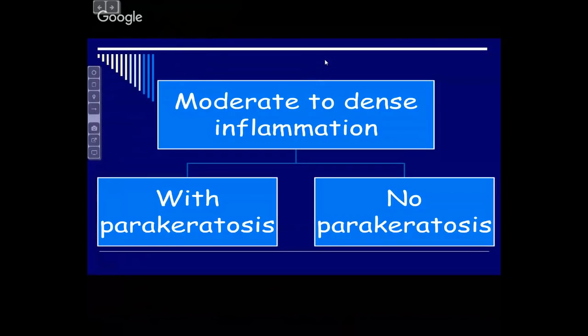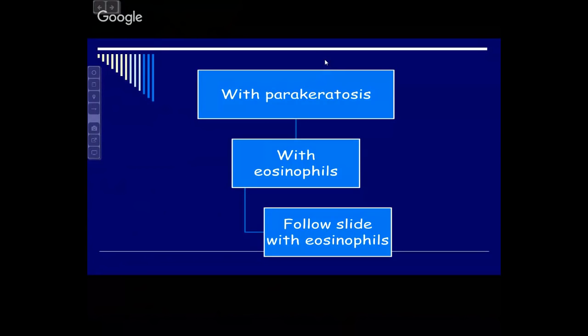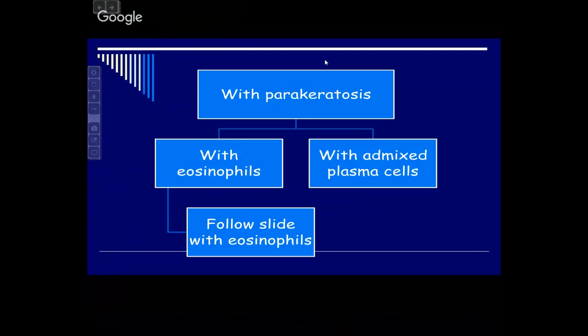So that was all the dense inflammation. Now if it is moderate to dense inflammation and you have parakeratosis, we were talking about cases with no parakeratosis before. If you have parakeratosis and you have eosinophils, we still have the same differential, that this is a lichenoid drug eruption. But if you don't have eosinophils, look at the infiltrate.